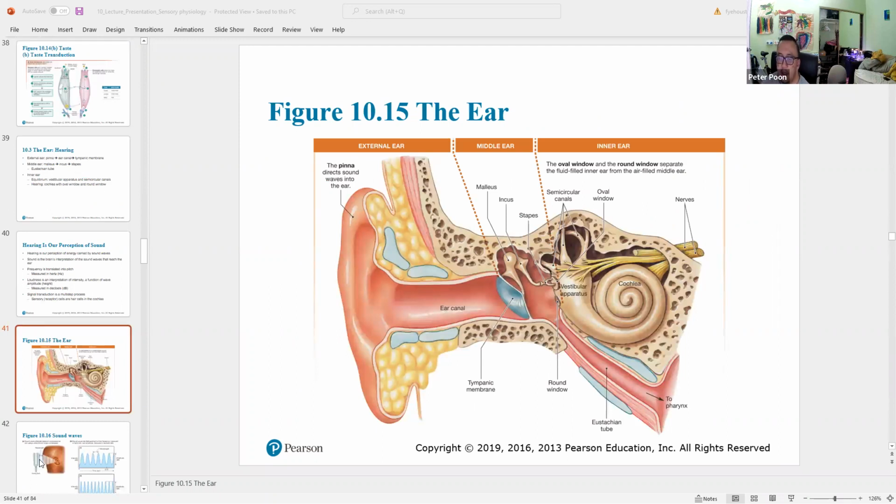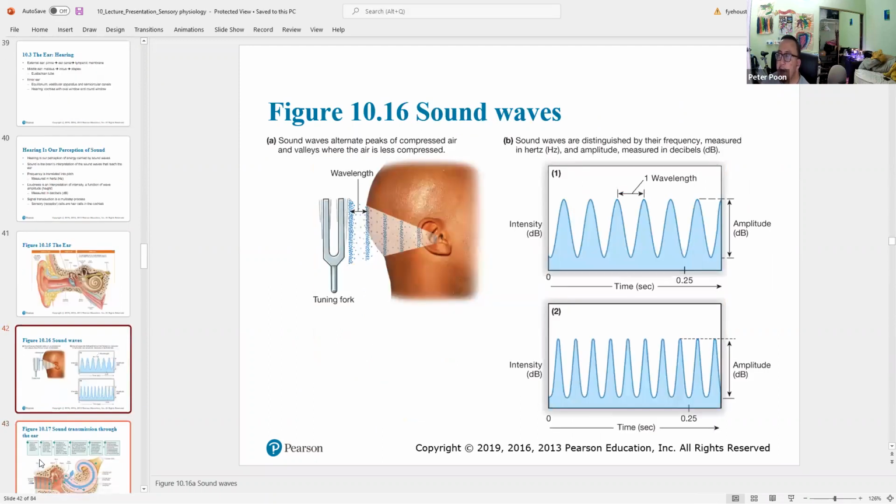So wavelength and amplitude. These two things have the same amplitude, but they have different wavelengths, so we hear them as different pitches.